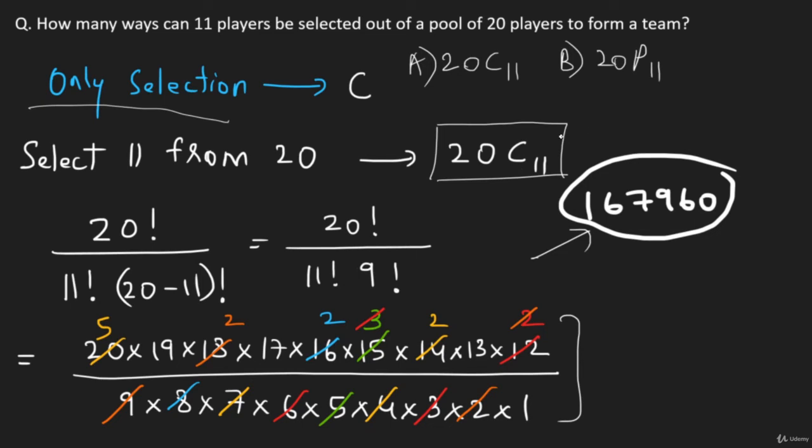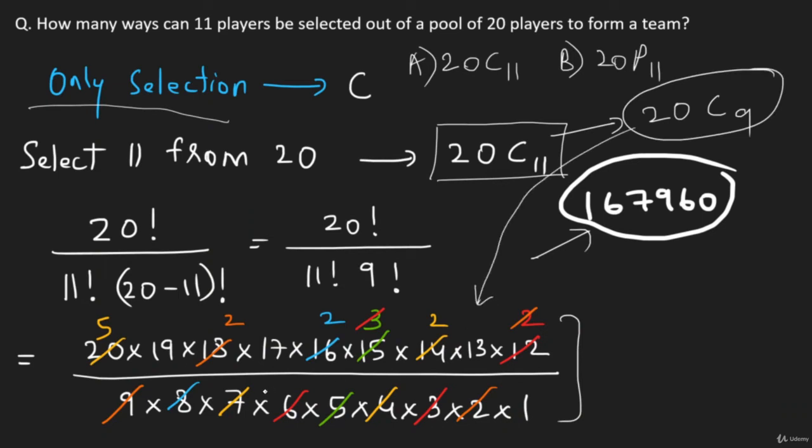And remember, 20C11 is equal to 20C9, right? And in that way, you can directly write this expression over here. That's in the numerator, you have the numbers starting with 20, you keep subtracting 1 and you need to have 9 numbers, right? So 1, 2, 3, 4, 5, 6, 7, 8, 9. That's 9 numbers in the numerator, and the denominator is equal to 9 factorial. That is 9 into 8 up to 1. And that's the answer to this question.